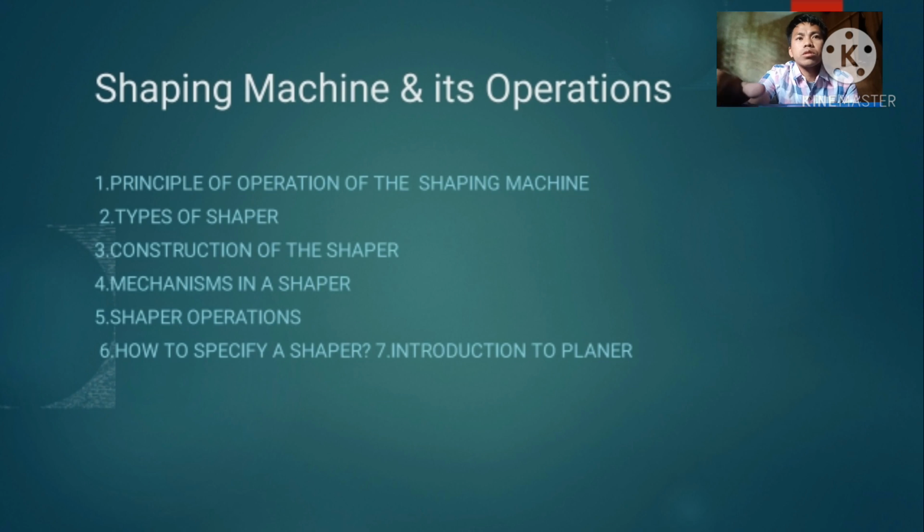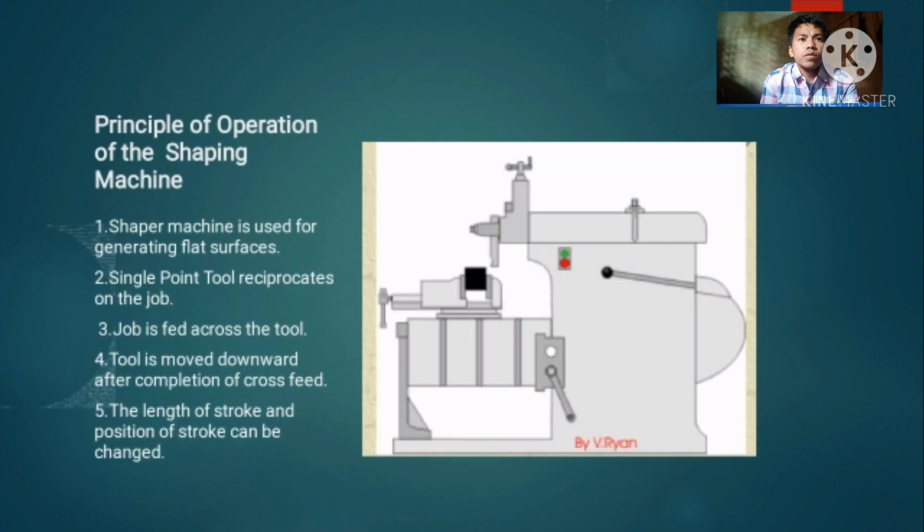Principle of shaper. Let's go on to principle of operation of the shaping machine. A shaping machine is used for generating flat surfaces. A single point tool reciprocates on the job, and the job is fed across the tool. The tool is moved downward after completion of cross feed, and the length of stroke and position of stroke can be changed.